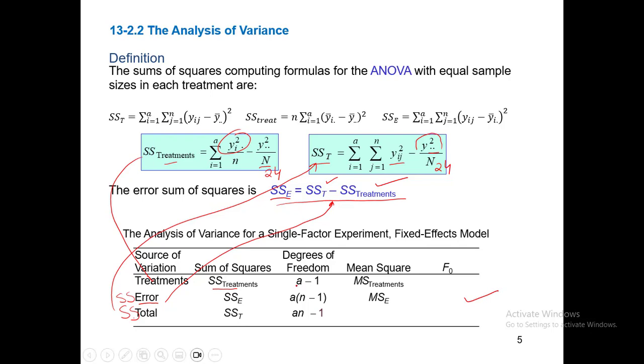Now the next thing is degrees of freedom. First, the degree of freedom of the treatment. What is it? It's A minus 1. We represent A with the levels of the factor, meaning treatments. There are 4 treatments, so 4 minus 1 becomes 3.